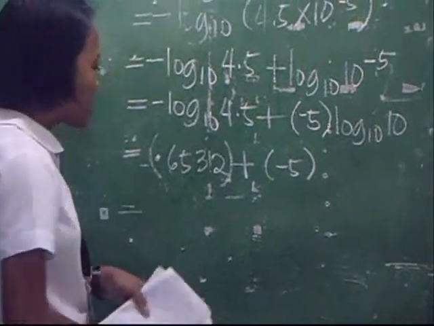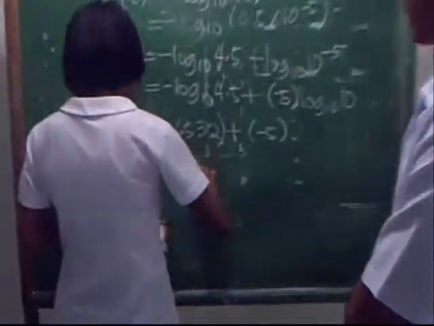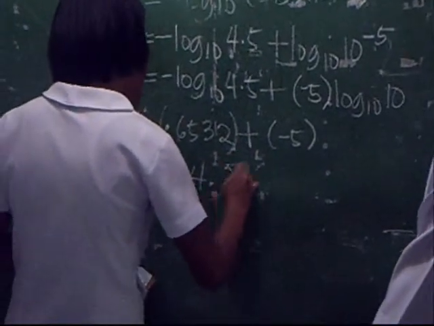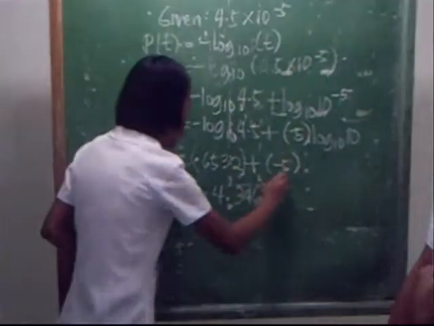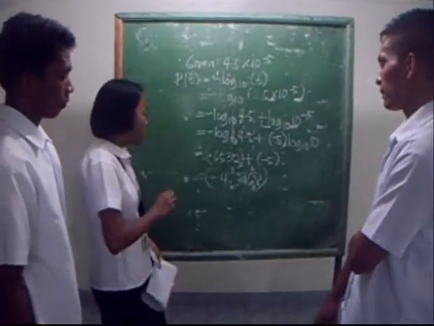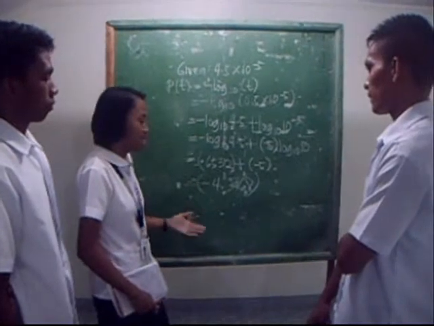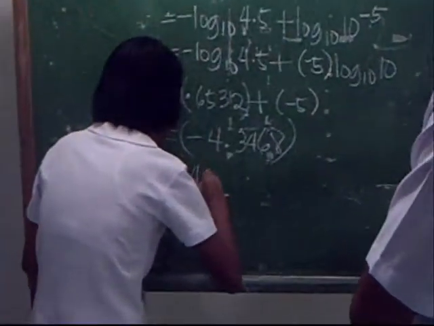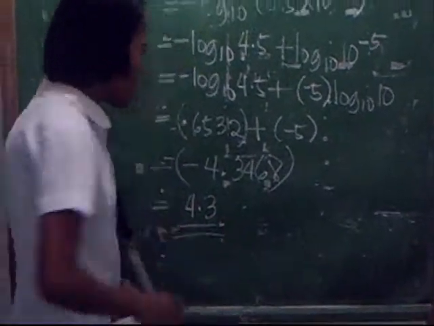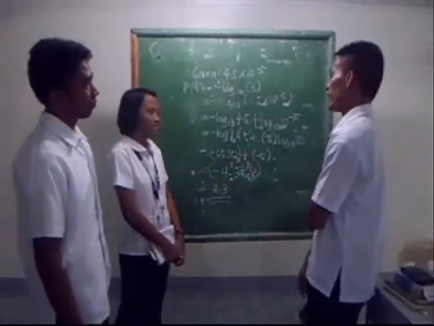And let's add 0.6532 plus negative 5. We get negative 4.3468. Since the negative sign applies to the whole expression, negative of negative is positive. So we can write this as 4.3. And that is the final answer. Now I think that's how it is. Thanks for explaining.